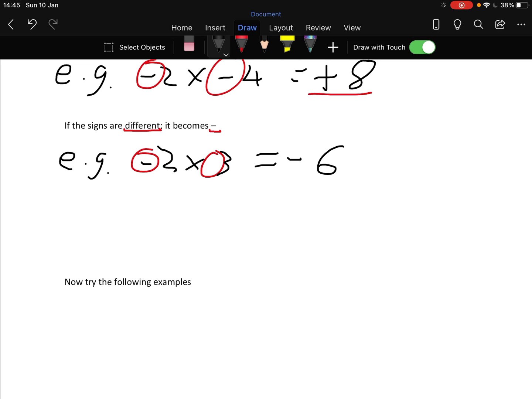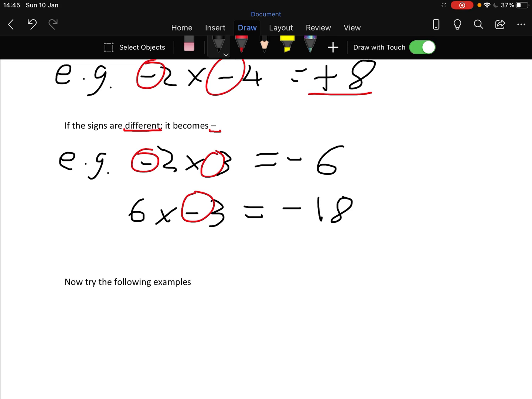And I'll give you another one. 6 multiplied by -3. So first things first, multiply the two numbers together. 6 times 3 is 18. Are they the same sign? They're not. They're 2 different signs. It's 6 and -3. So they become negative, that changes the whole thing to -18. That's all it is.